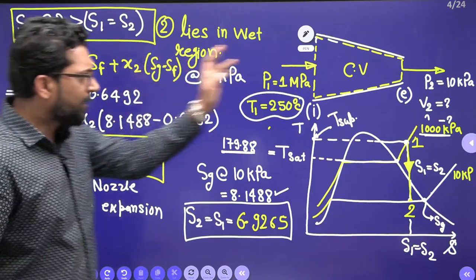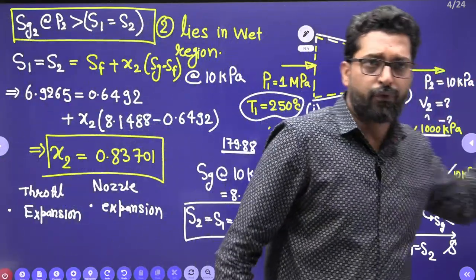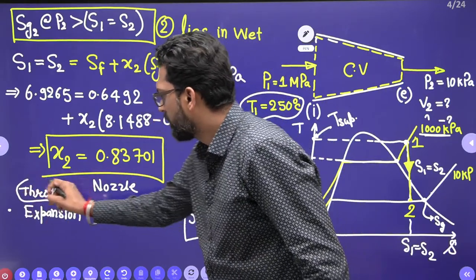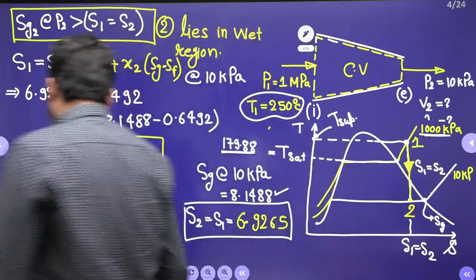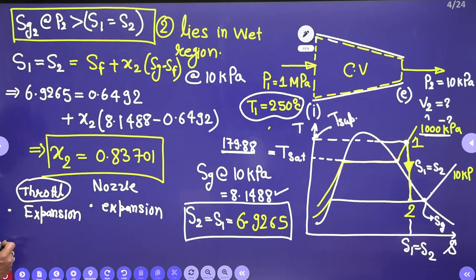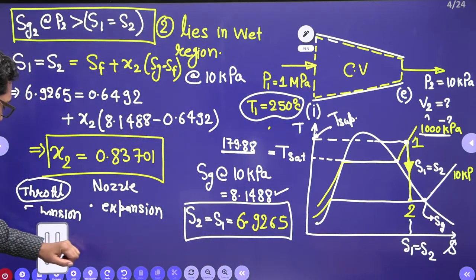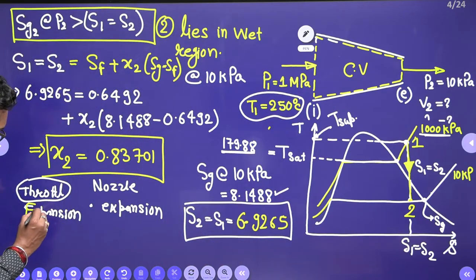So, whether we can use this fluid to install this device for expansion? No. Why? Because in the throttling condition, this is generally liquid, and also in the nozzle, it is a liquid. So it is not necessary, but this is an expansion. Okay, one thing is a very important differentiation.